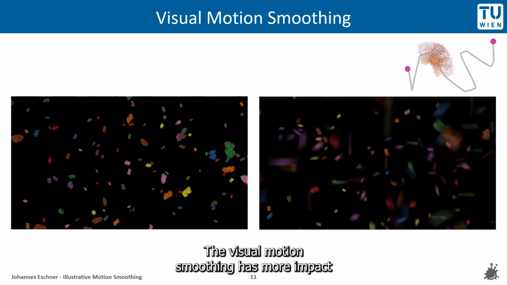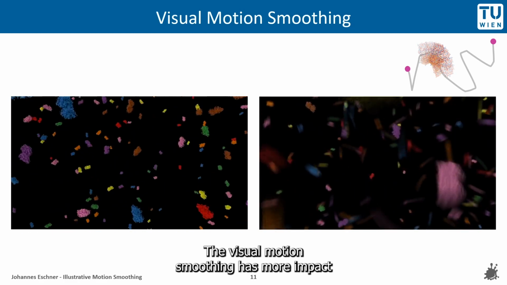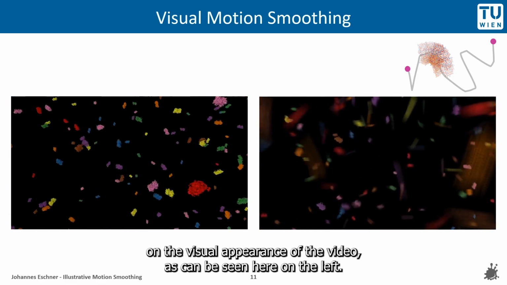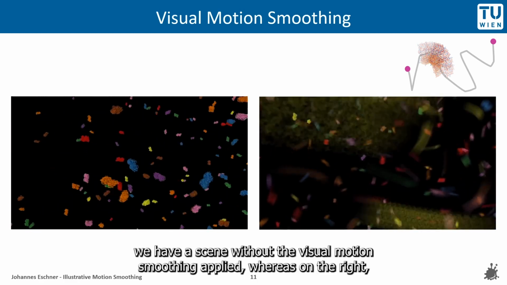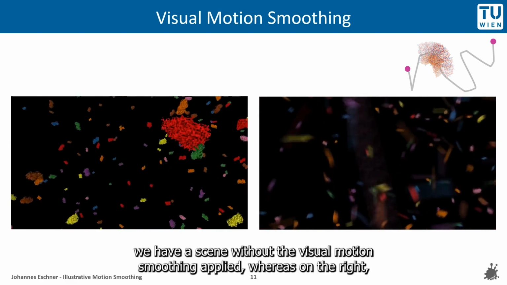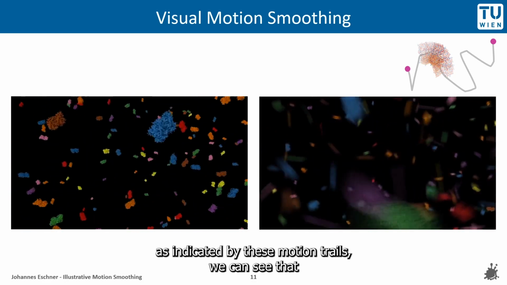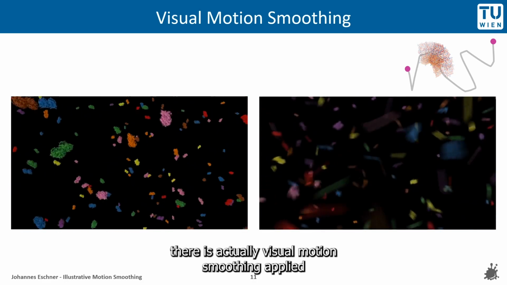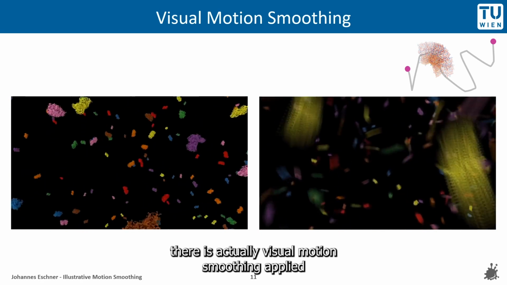The visual motion smoothing has more impact on the visual appearance of the video, as can be seen here. On the left, once again, we have a scene without the visual motion smoothing applied, whereas on the right, as indicated by these motion trails, we can see that there is actually visual motion smoothing applied.